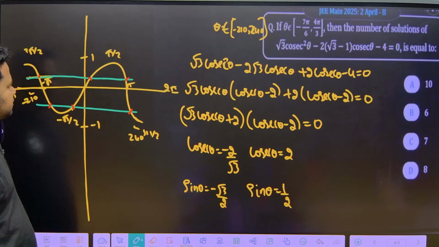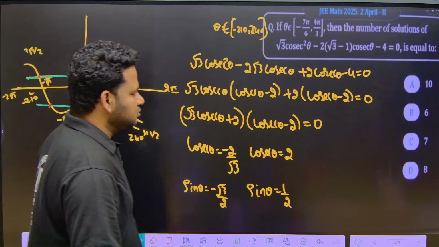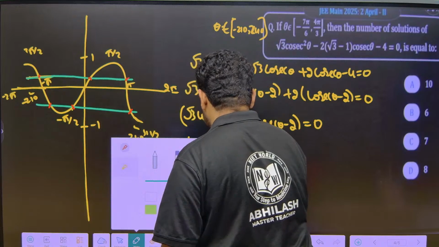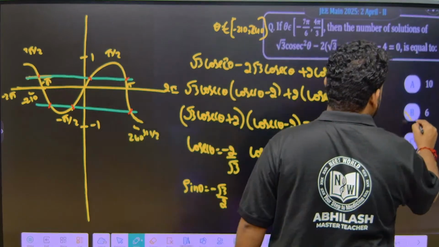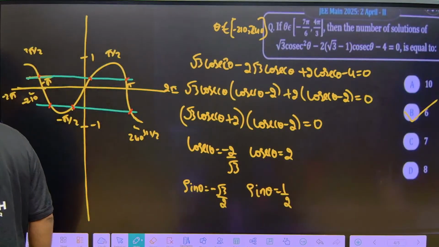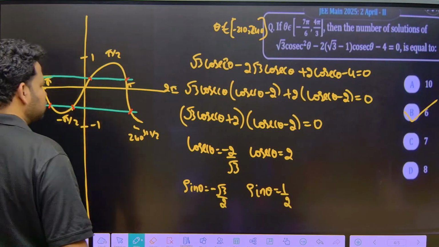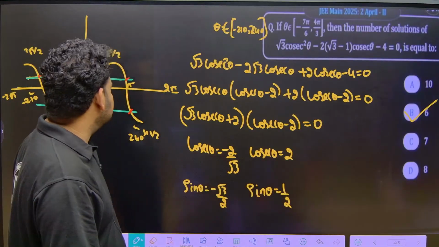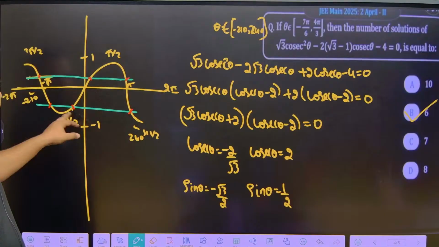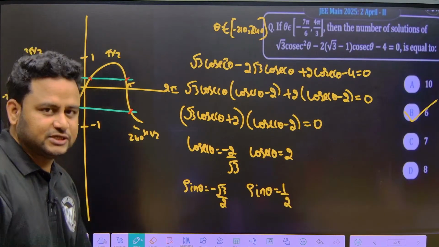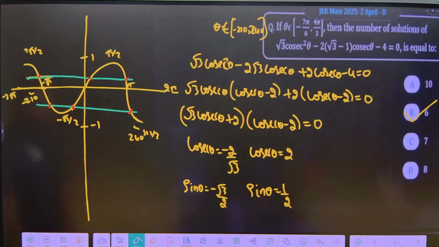So, the total number of solutions is how much, friends? So, the total number of solutions is 6. We got the total number of solutions as 6, clear, friends? This is how we got to solve the question. 1, 2, 3, 1, 2, 3, clear? So, please make a note of this solution, please take a screenshot of this, this will be highly useful for you, okay.